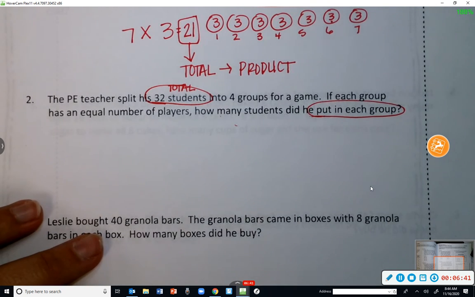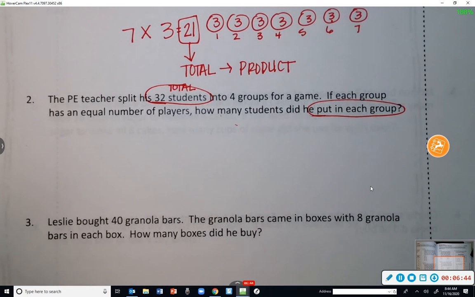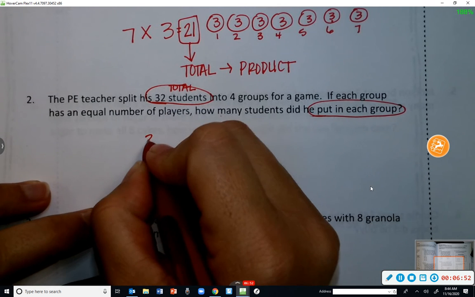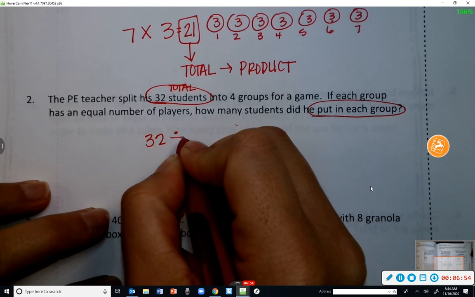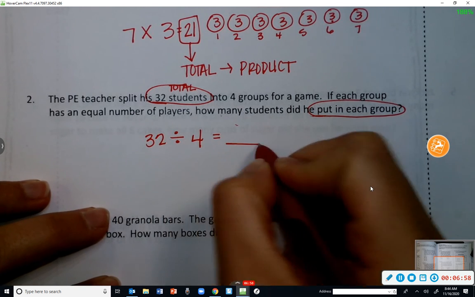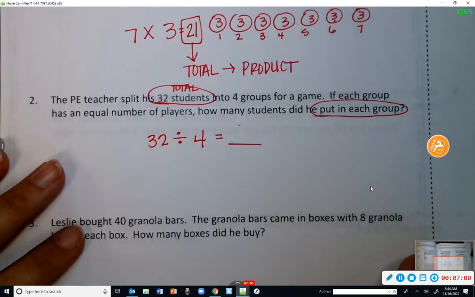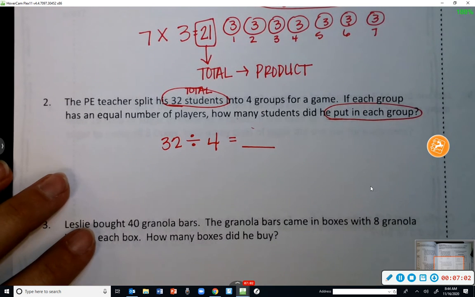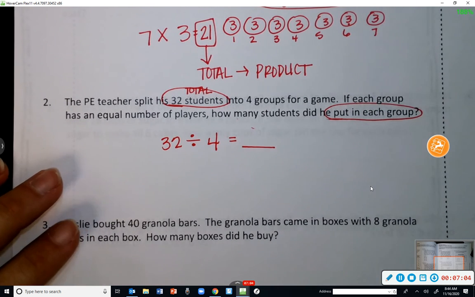Okay? So if I have my total already, Allie, what does that mean I'm going to do? Multiply or divide? Divide. Very good. So I have 32 students and I'm splitting them or dividing them into 4 groups. You could do repeated subtraction. Repeated subtraction. Good. You could also use an array.